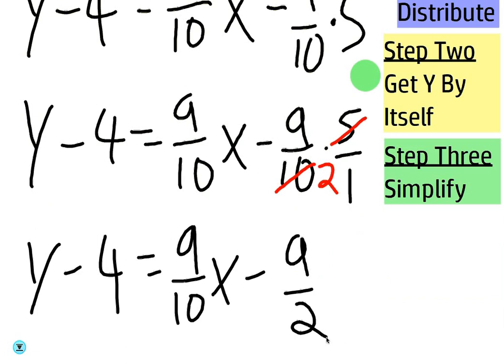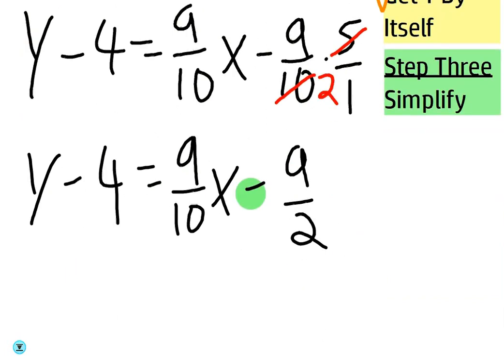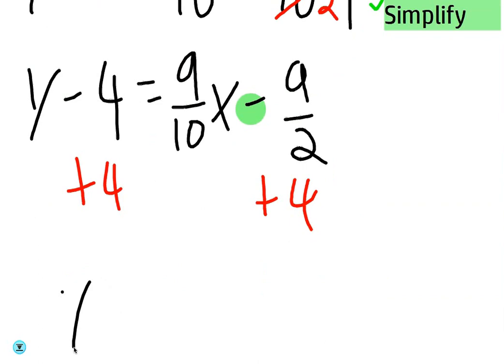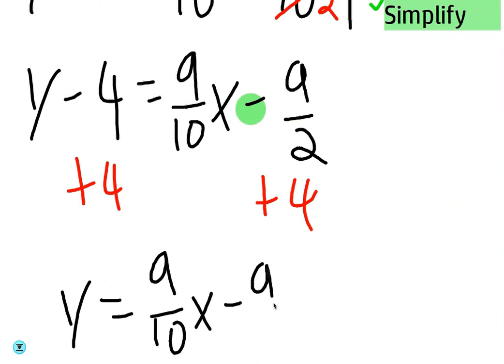Okay. But wait, there's more. Wait, there's more, exactly. We need to get y by itself. So how are you going to do that with this equation? Add 4. Thank you. Going to add 4. So plus 4 on the left means plus 4 on the right. This is where simplification comes in. You have to combine the 9/2 with the 4. So how are you going to do that?